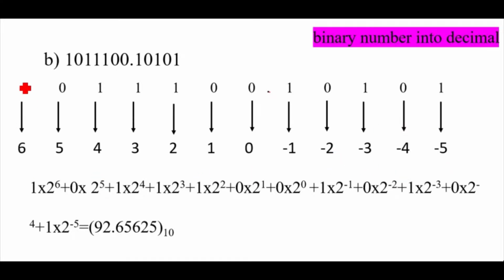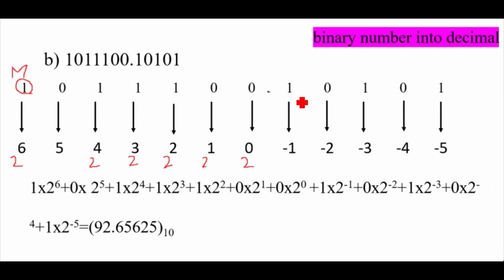We can start from the MSB, because in my previous question I started from the MSB. So this is our 1, and the position value is 2 to the power 6. So 1 multiplied with 2 to the power 6, plus 0 multiplied with 2 to the power 5. This 1 is multiplied with 2 to the power 4, this one with 2 to the power 3, this one with 2 to the power 2, this 0 with 2 to the power 1, and similarly this 0 with 2 to the power 0.